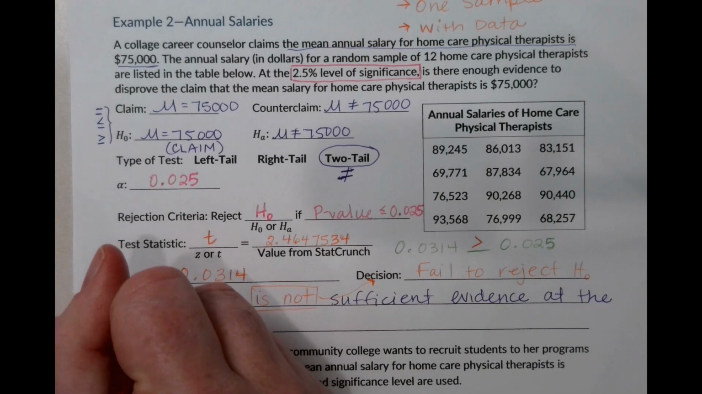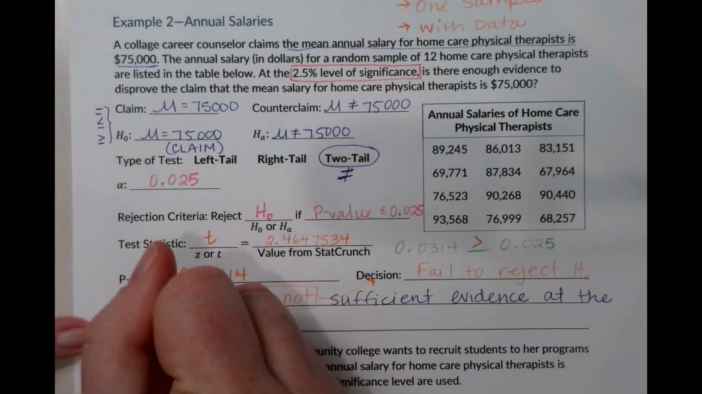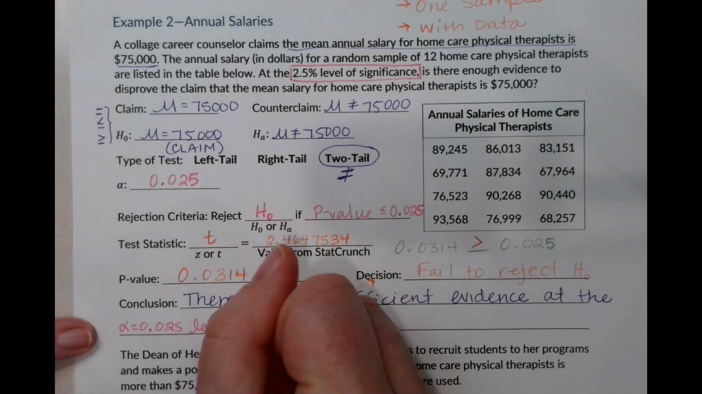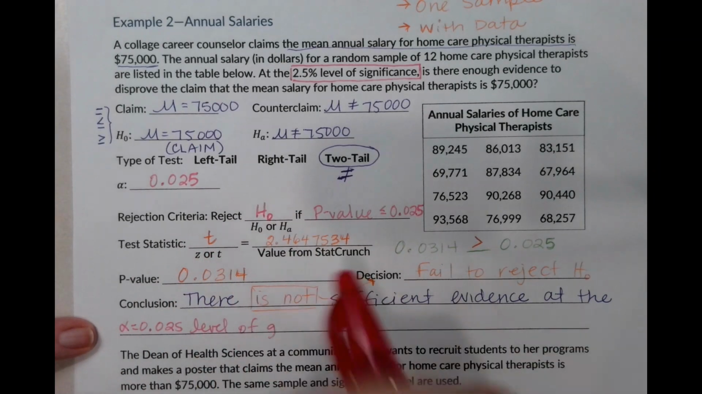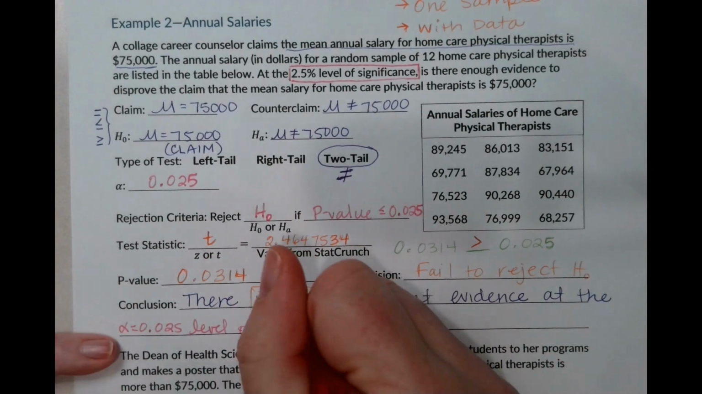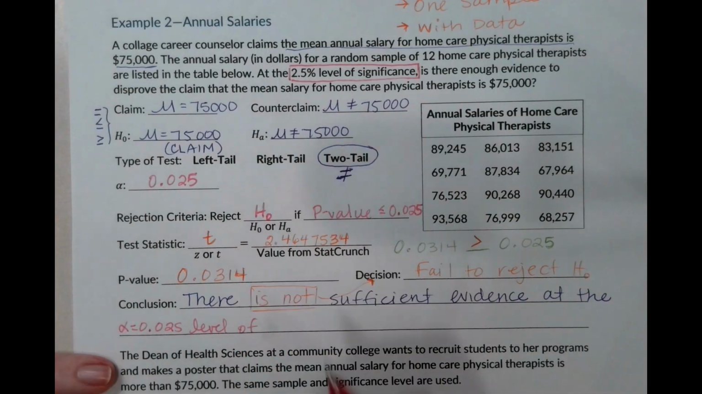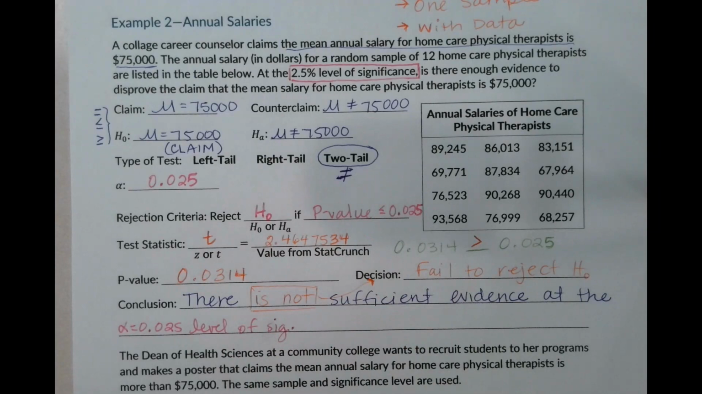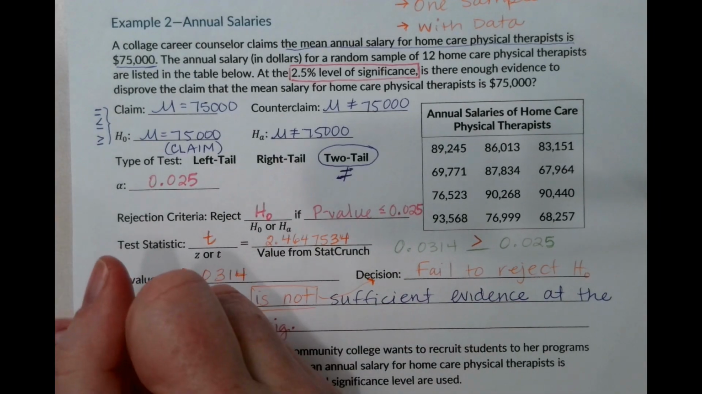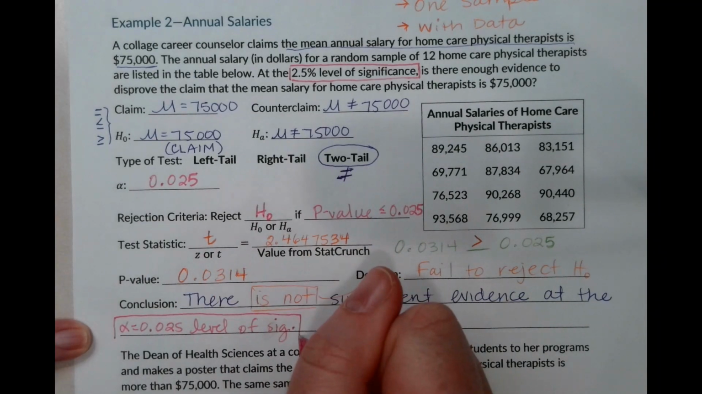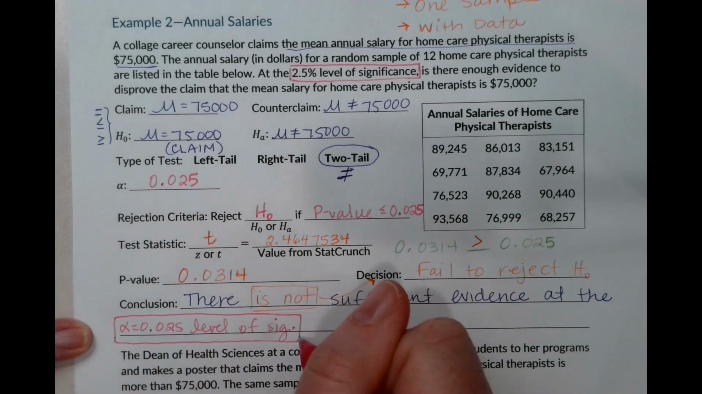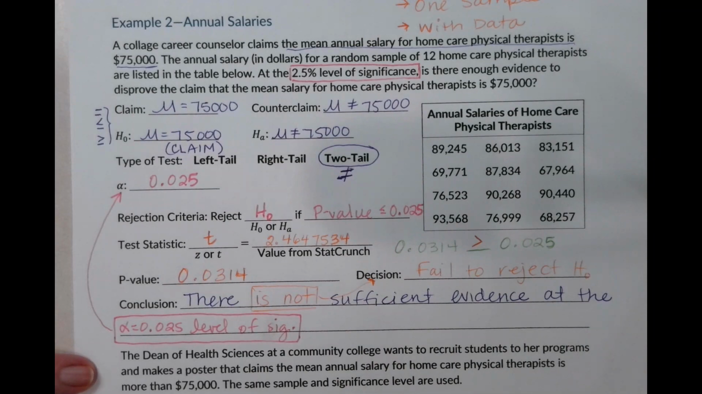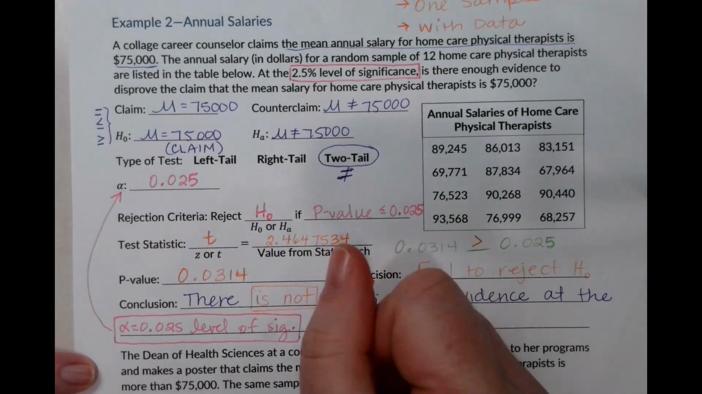So there is not sufficient evidence at the alpha equals 0.025 level of significance. I'm going to abbreviate because I think I'm going to run out of room. So again, this is just directly based on what was used to make our decision, which would have been given in the problem.